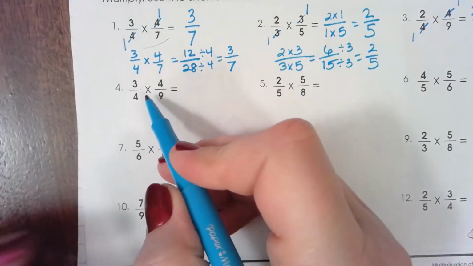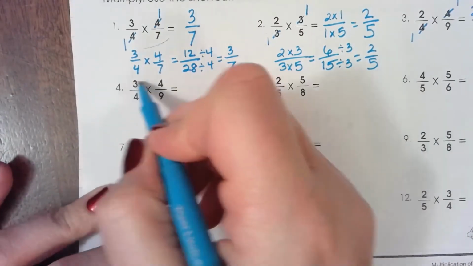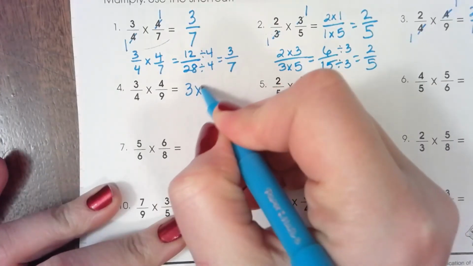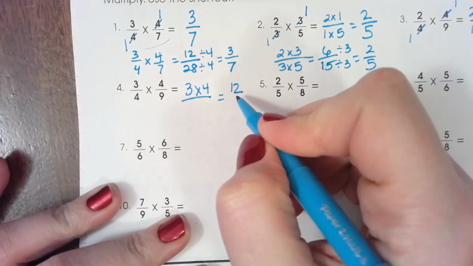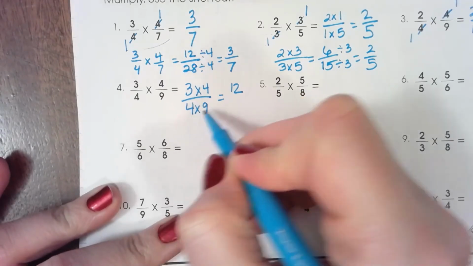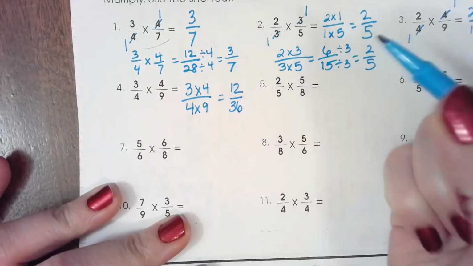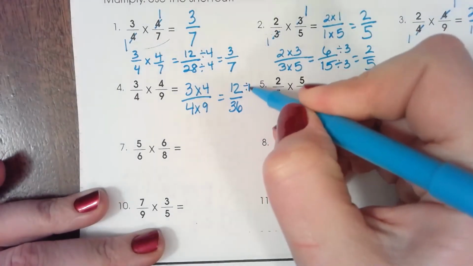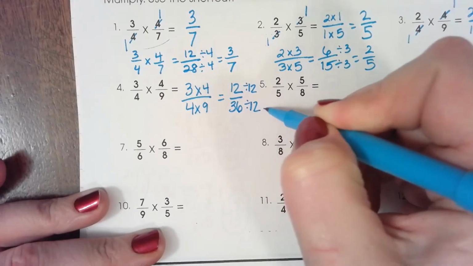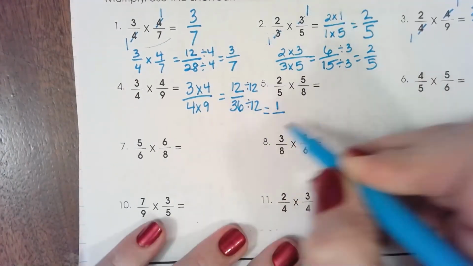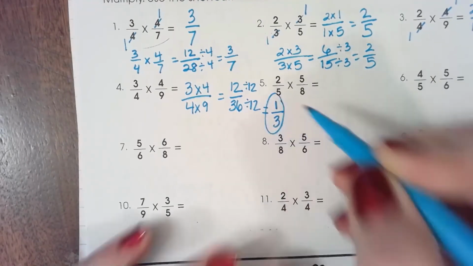Let's look at number 4. If I don't simplify first, I just multiply my numerators. 3 times 4 is 12. And then 4 times 9 is 36. What can I divide them both by? They both have a 12 in common. If I divide them both by a 12, I get 12 divided by 12 is 1. 36 divided by 12 is 3, and I get 1/3.